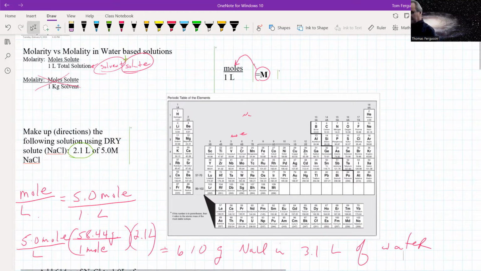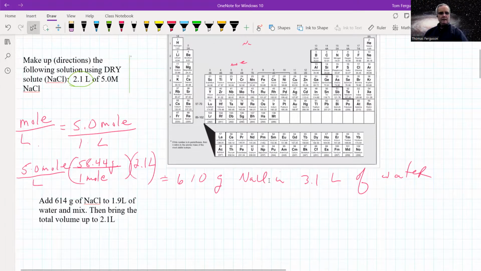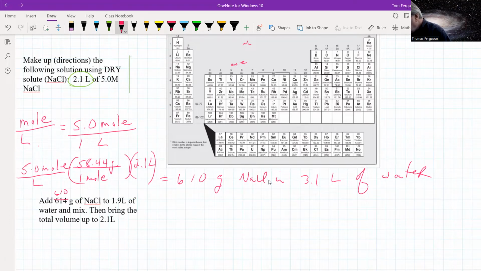All right. So the directions are, it's actually 610, not 614, because I have 2 sig figs. Okay, so we're going to add 610 grams of sodium chloride to something less than 2.1. This is critical. Now, the reason why you don't add it to 2.1 liters is because of something called Archimedes' principle.